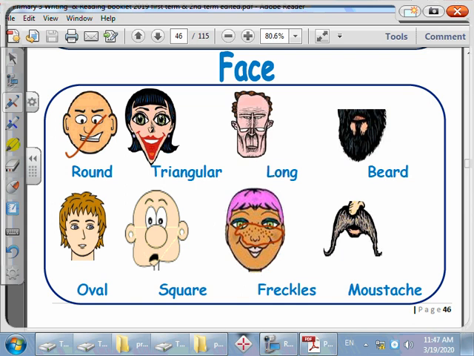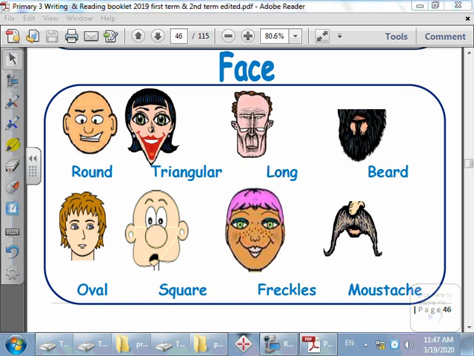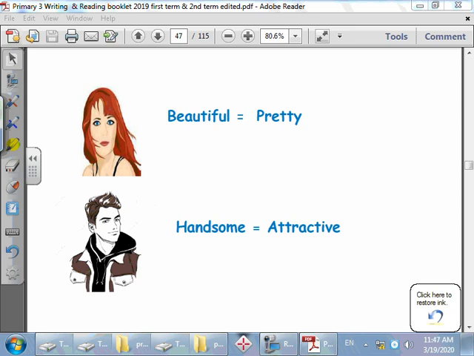Okay, so this is oval. Also, mostly we have round and oval. Oval is when it looks egg shaped. So we say it's oval. We don't say egg shaped, of course. We say oval face. Okay, next.